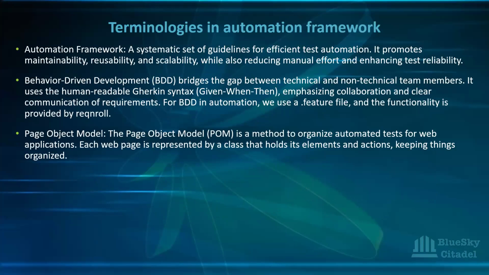So for the terminologies in automation framework, basically, an automation framework is a set of guidelines for testing. It is a systematic set of guidelines for efficient test automation. So it helps to promote maintainability, reusability, and scalability while reducing manual effort and enhancing test reliability. So in a nutshell, our automation framework actually helps us.